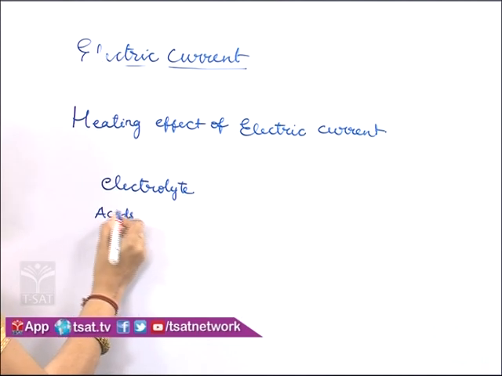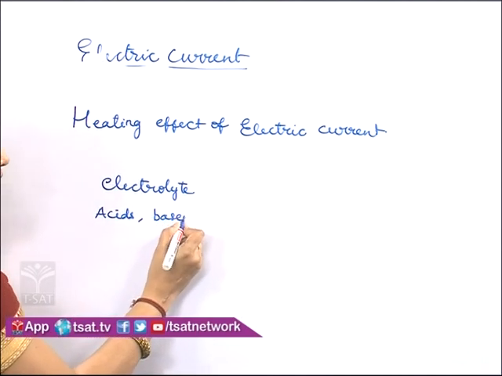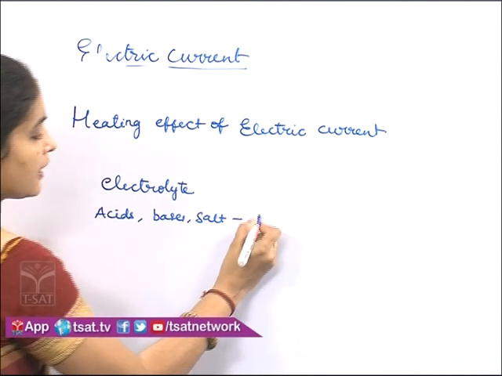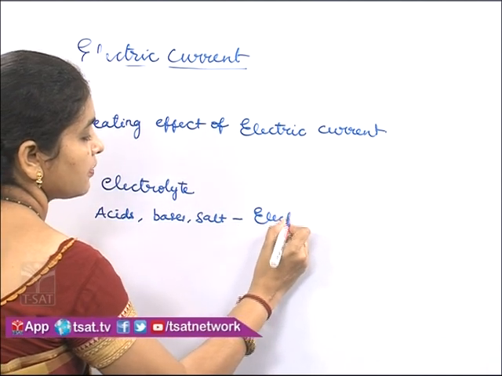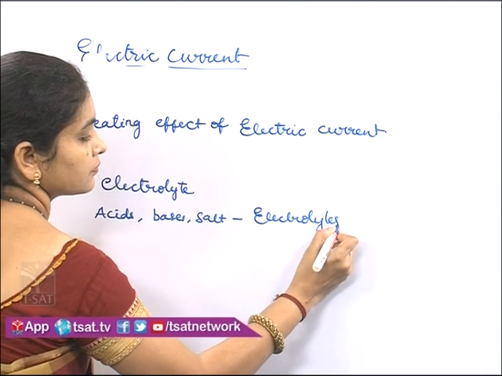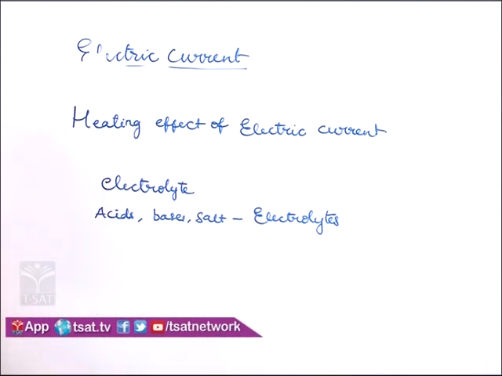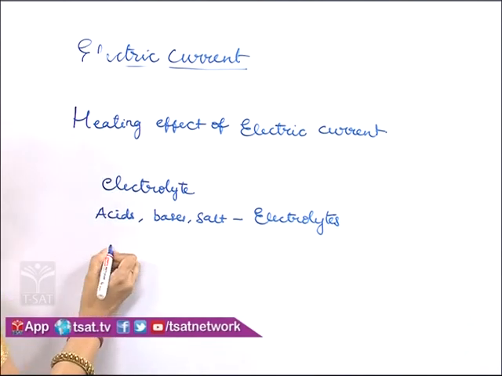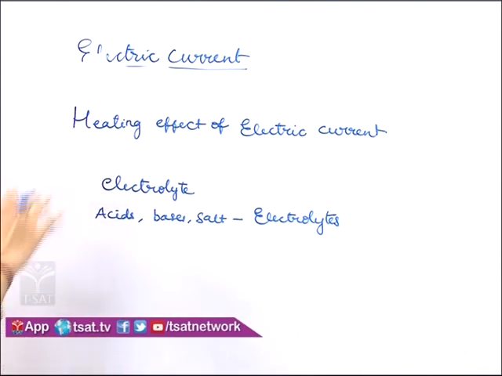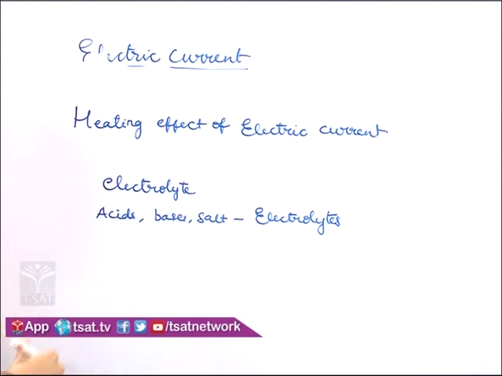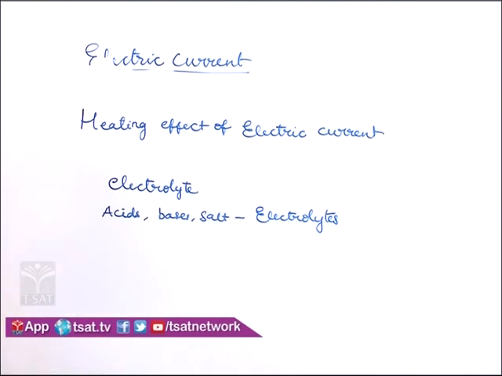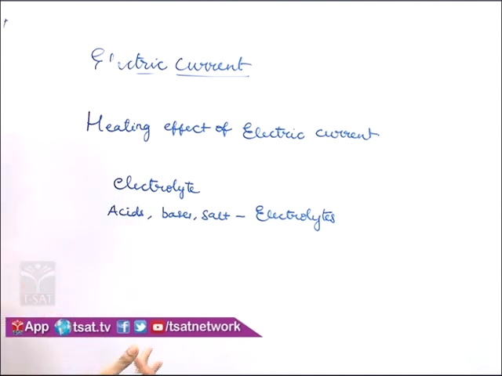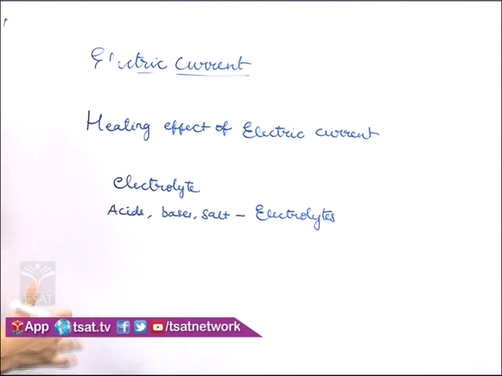Acids, bases and salt solutions are examples of electrolytes. Now, repeat this activity with different liquids and test whether the LED is glowing or not. If the LED is glowing, they are good conductors of electricity. They are the examples of electrolytes. If the LED is not glowing, it means they are not allowing the current to pass through themselves.